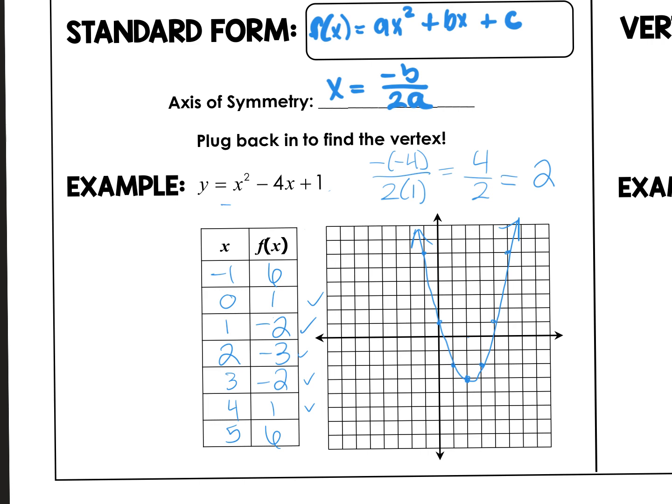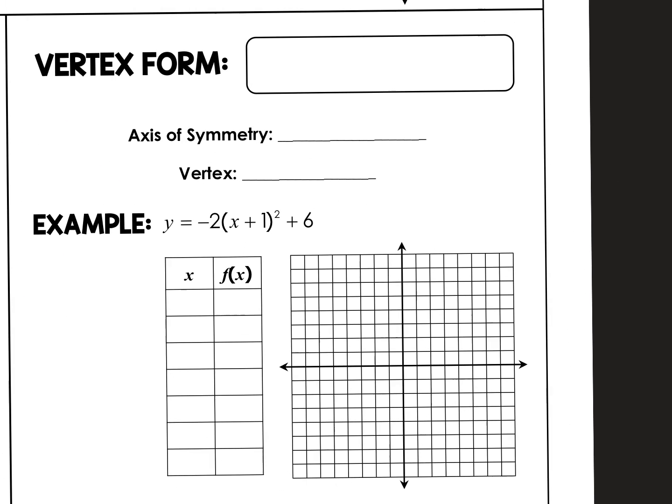So negative 1 squared is positive 1. Negative 4 times negative 1 is positive 4, plus 1. 1 plus 4 is 5, plus another 1 is 6. It's okay. We all have those days. I have them a lot.